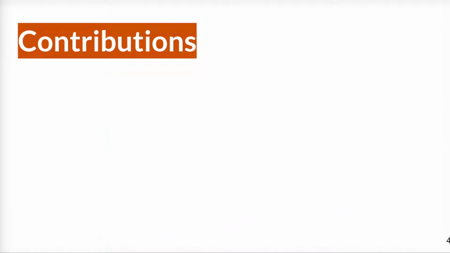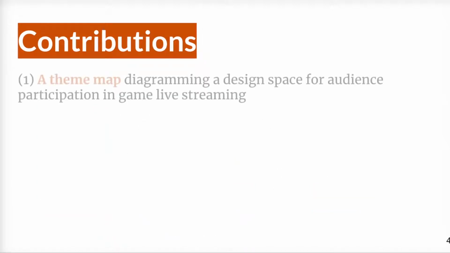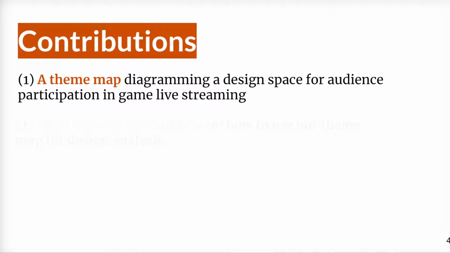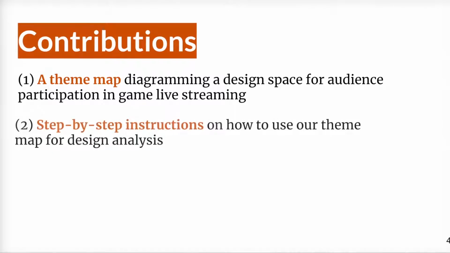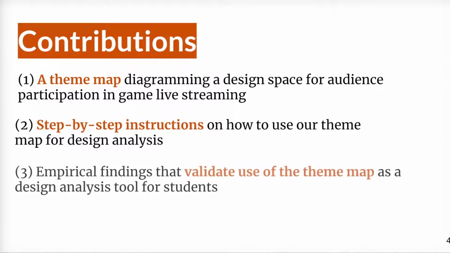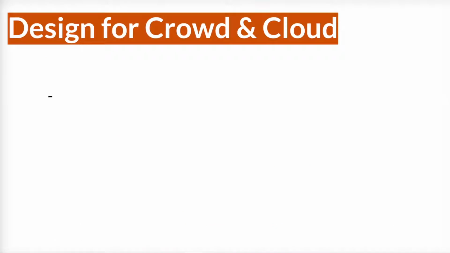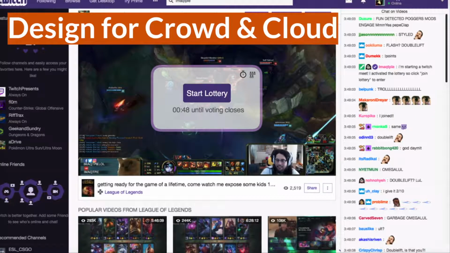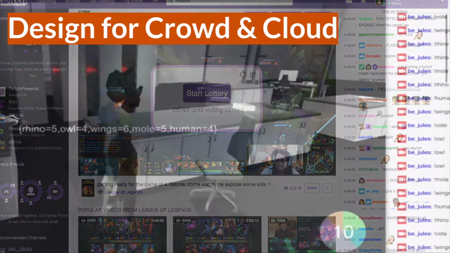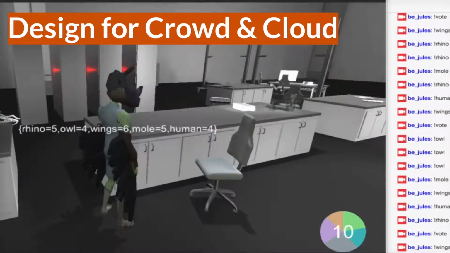So, our contributions are a theme map diagramming a design space for audience participation, accompanying instructions for the theme map, empirical findings that validate the theme map, and articulations of 3 sensitizing concepts. To create the theme map, we conducted a thematic analysis of 8 student projects from a Twitch audience participation design course. The final product was a set of 19 themes divided into 58 sub-themes.